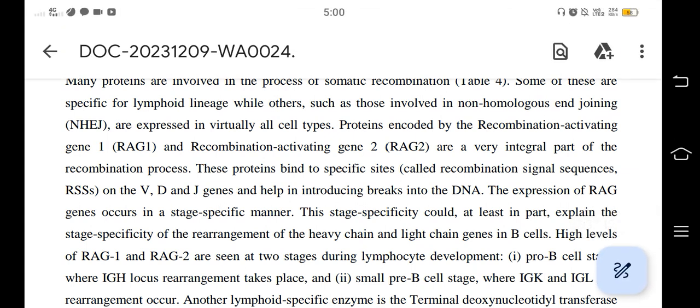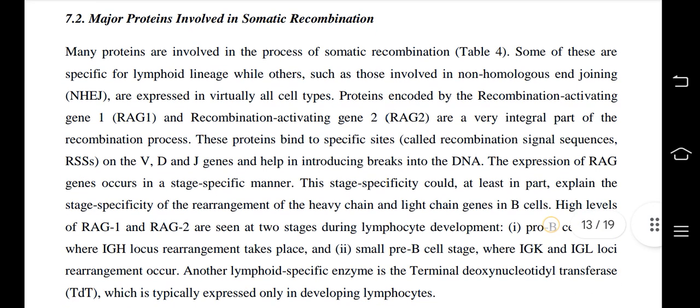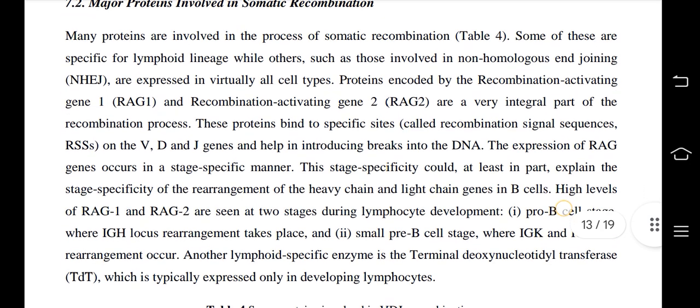Then, major proteins involved in somatic recombination. Many proteins are involved in the process of somatic recombination. Some of these are specific for the lymphoid lineage, while others, such as those involved in non-homologous end joining or NHEJ, are expressed in virtually all cell types.